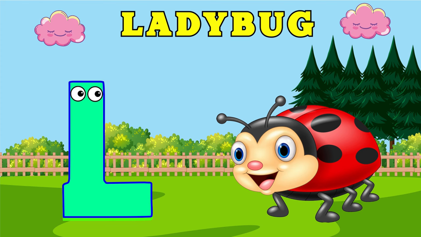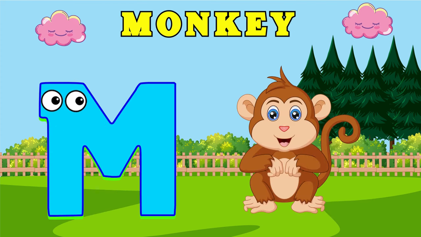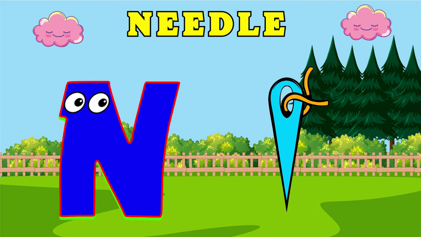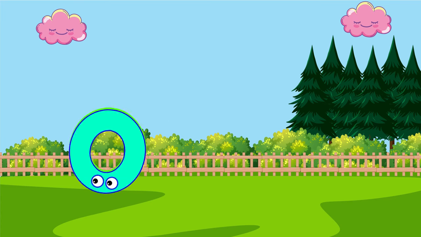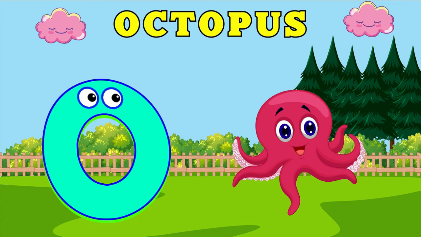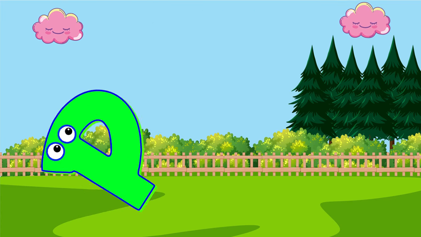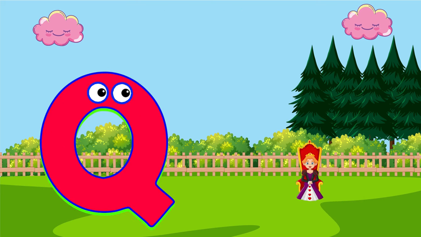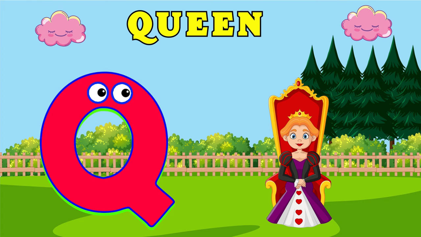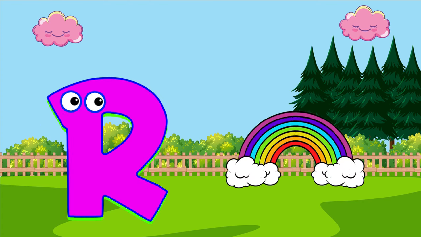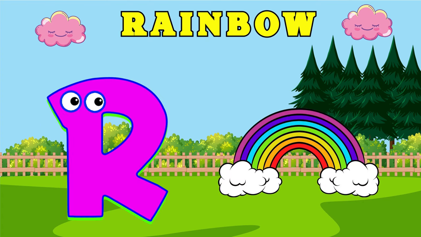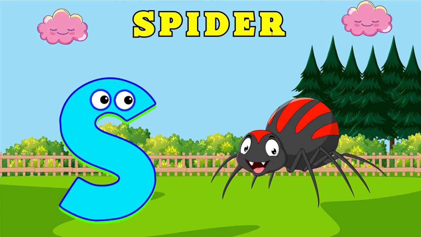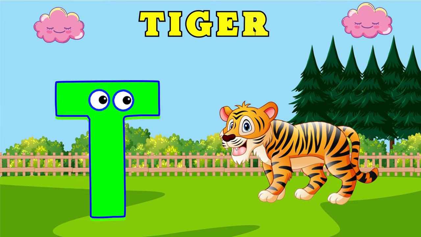L is for ladybug. M is for monkey. N is for needle. O is for octopus. P is for parrot. Q is for queen. R is for rainbow. S is for spider.